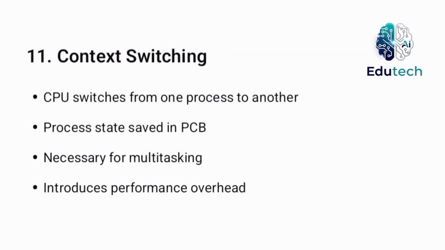Context switching. A context switch occurs when the CPU switches from executing one process to another. During a context switch, the OS saves the state of the currently running process in its PCB and restores the state of the next process. Although necessary for multitasking, context switching introduces overhead and must be minimized for better performance.